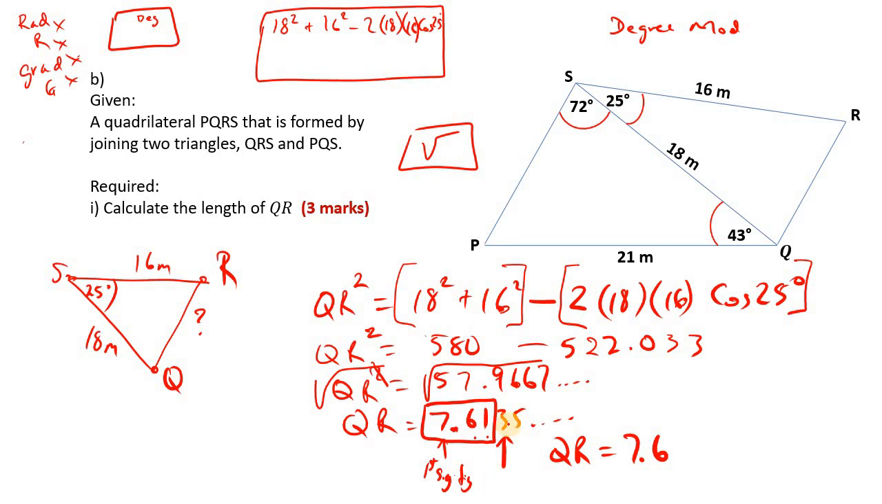If less than 5, we leave it as it is. And in this case, 3 is less than 5, so we're gonna leave the 1 as it is. If it were 5, 6, 7, 8, or 9, in other words 5 or more, we increase the 1 to a 2. Now the answer must be in meters, since we're working with meters in the original problem, right? And so QR has a length of 7.61 meters. That's the length of this side.